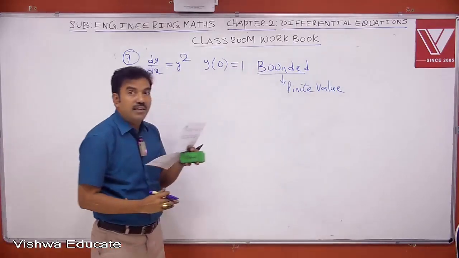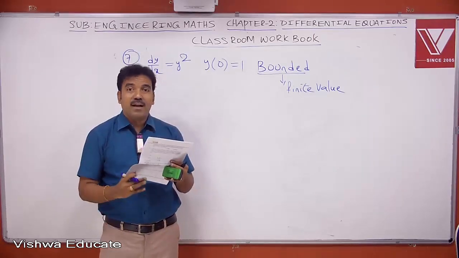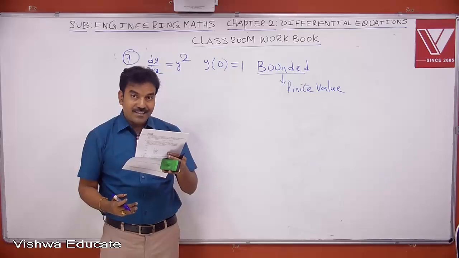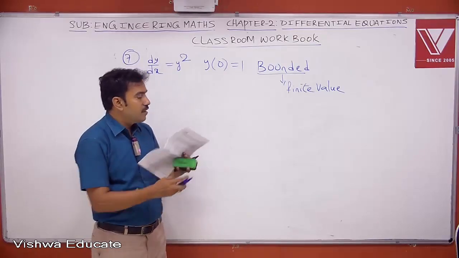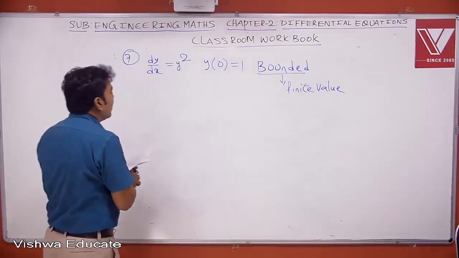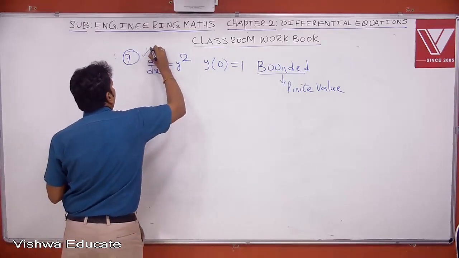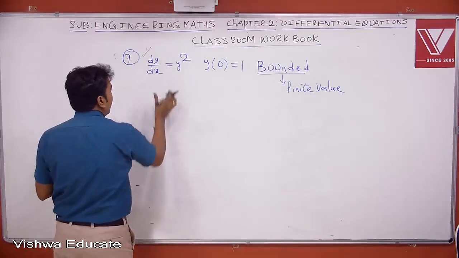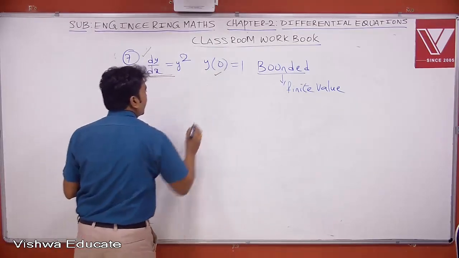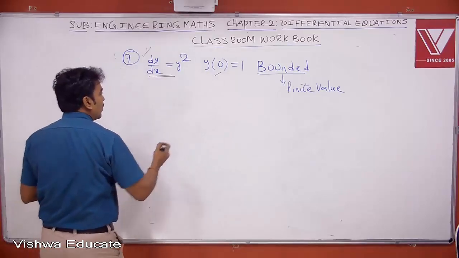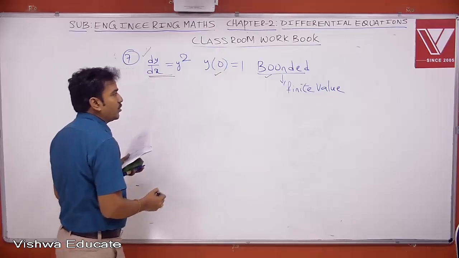In the options, intervals of x values are given: minus infinity to plus infinity, minus infinity to 1, x less than 1, x greater than 1, minus 2 to 2. Bounded means it's a finite value. Let us see for what values of x this differential equation has a finite solution. First, let us try to find its general solution. Apply this boundary condition, you get the particular solution. Based on that, you can easily get for what values of x the function takes a bounded solution.